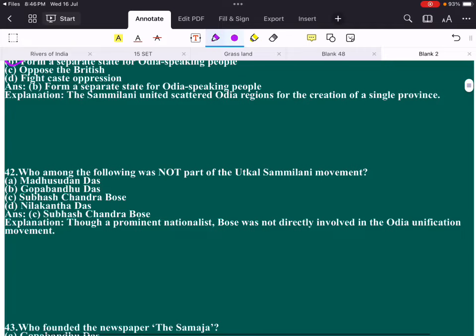Who among the following was not a part of Utkal Sammelani movement? Madhusudan Das, yes, he was a part of Utkal Sammelani. That is Subhash Chandra Bose. Subhash Chandra Bose is not a part of Utkal Sammelani.